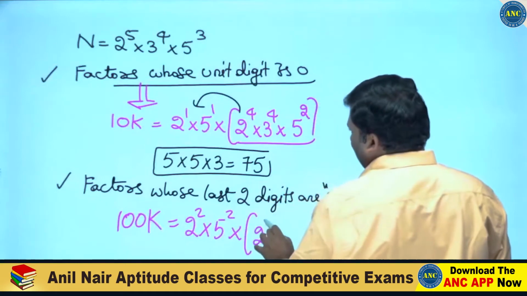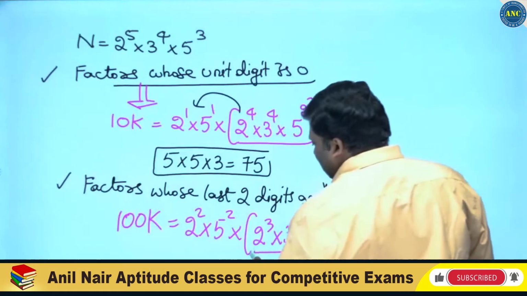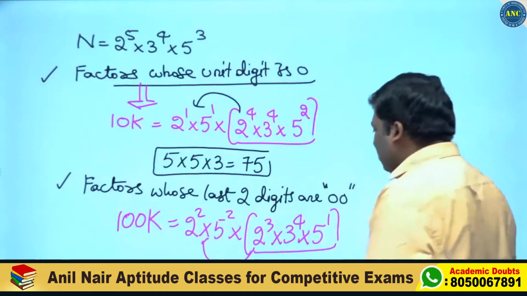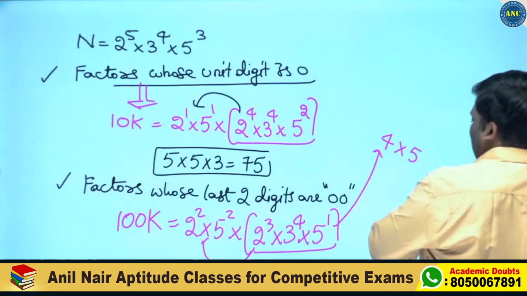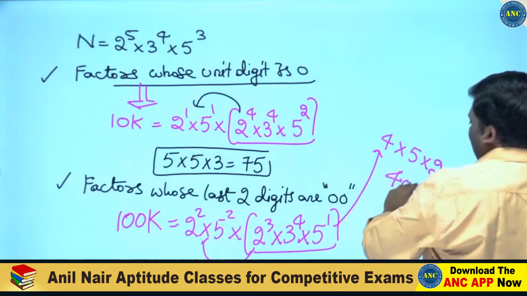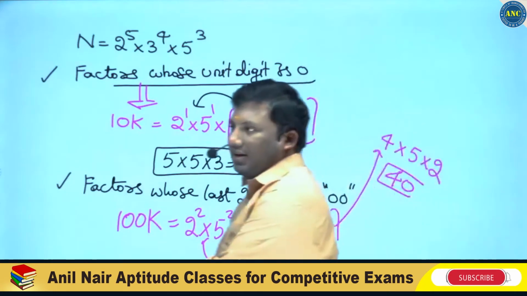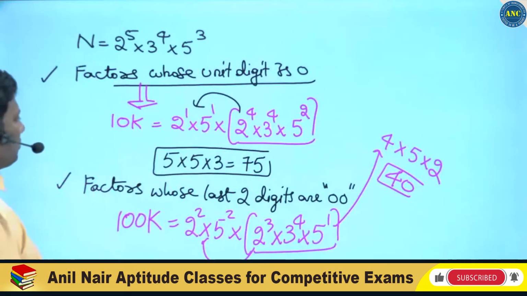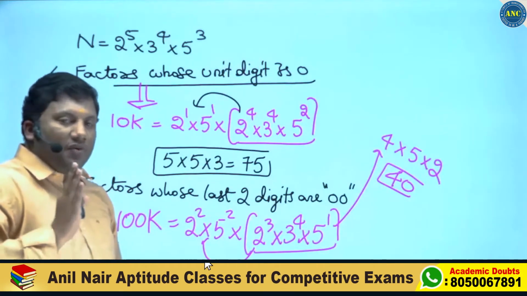100 is 2 square into 5 square. Remaining, it is 2 cube. It will be 3 power 4. It will be 5 power 1. These are the numbers which are getting multiplied by 100, and therefore the last two digits are zeros. So what will be the answer for this one? 0 to 3, 4 cases, 0 to 4, 5 cases, 0 to 1, 2 cases. 4 into 5 into 2, totally 40 factors are there whose last two digits are zeros. I hope the idea is very clear.